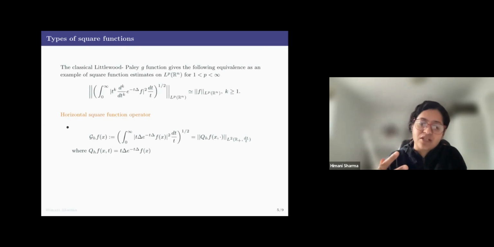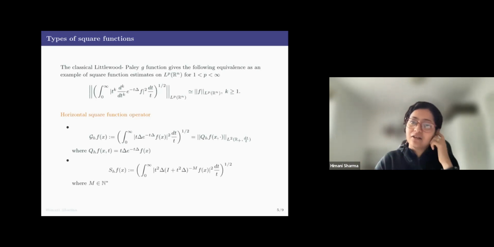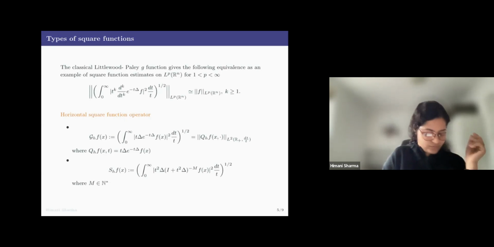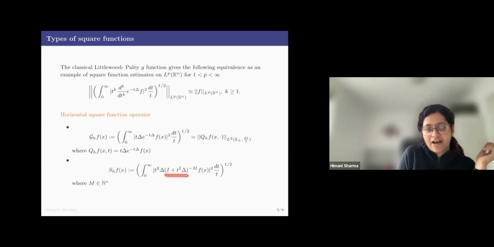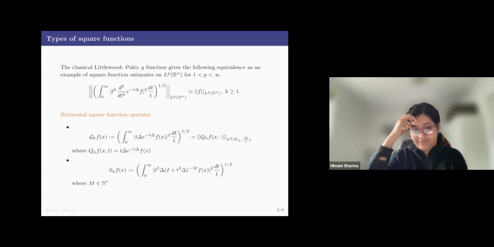Many mathematicians have actually used a resolvent form of this square function as well, which we have here. So this is a square function operator, which is a horizontal one. And here we have the resolvent operator. This is taken for some m in the range of natural numbers. Yeah, this is the horizontal square function.